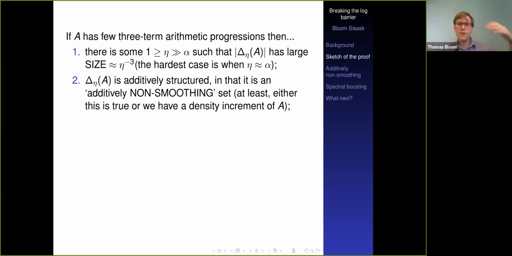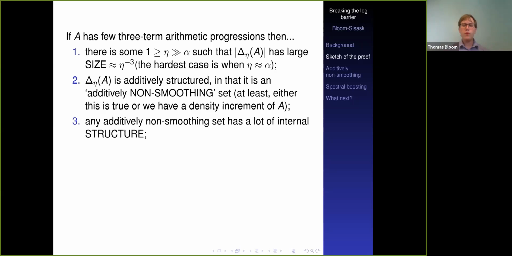Okay, so we have some set delta eta, which is large in size and additively non-smoothing, and then we want to apply some quite generic result about additively non-smoothing sets. Some result which says that any additively non-smoothing set has a lot of internal structure. This step, in fact, is in isolation. You don't need to know that you're applying it to a spectrum, for example. You don't need to know you're applying it on the dual group at all. It's just, in general, a statement along the lines of, if a set is additively non-smoothing, it has a certain type of structure, which again, I'll explain in the next section of the talk.